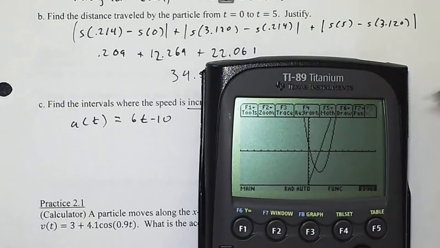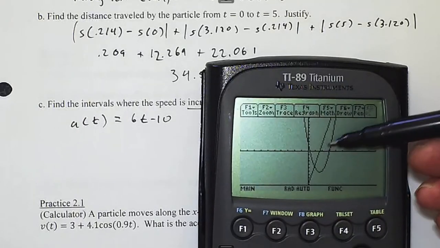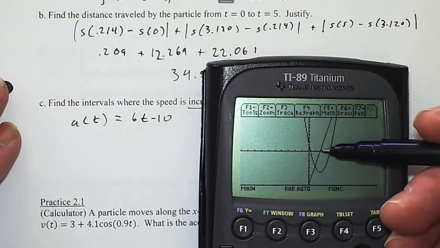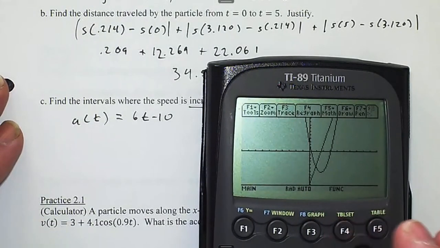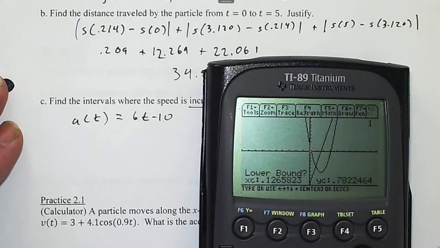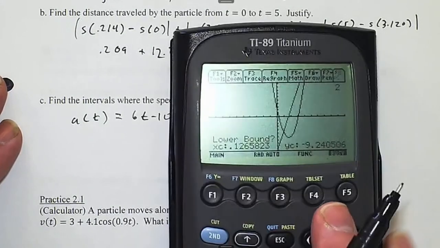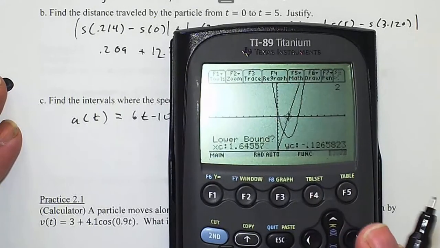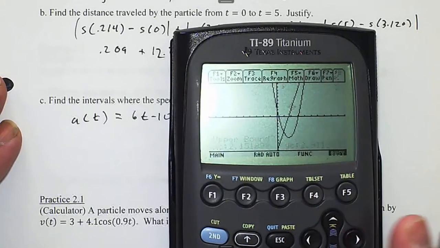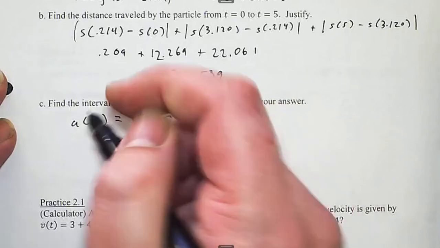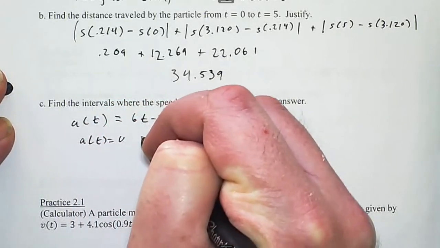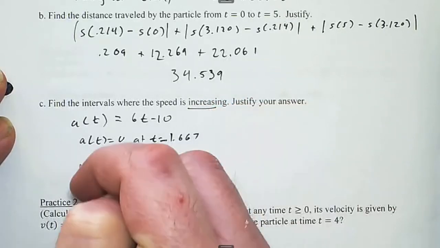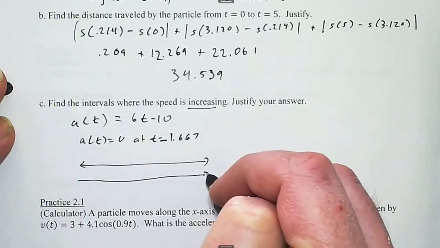We know speed is increasing if they are both negative or both positive. The zero of the acceleration, we could probably find more easily just by doing algebra, but I wanted to show you up and down on the left arrow to switch between the two curves. I'll just go to the left of the zero and to the right of the zero, and we'll see it's 0.1667. So a of t equals 0 at t equals 1.667. And even with the graph, I still prefer to make a number line.